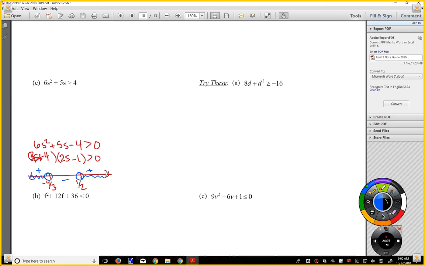If we set each of these equal to 0, so if I set 3s plus 4 equal to 0, I get -4/3, and 2s minus 1 equal to 0, I get 1/2. And so the way we'd want to write this solution is that x is less than -4/3, or x is greater than 1/2.